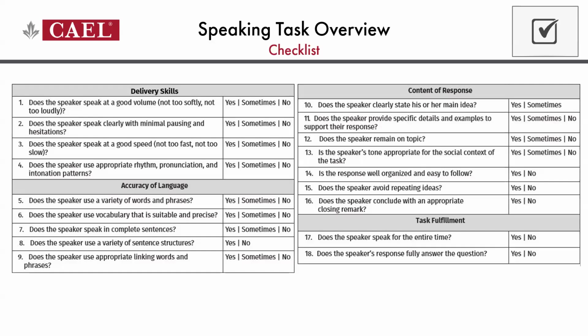And then usually we offer a brief conclusion at the end to summarize or emphasize the point that we were just expressing. And last but not least is task fulfillment. This speaks to how completely you've answered the question. A lot of questions on CAEL, you'll see, have 2 parts to them. So it's really important to address all parts of the test instructions to get the full marks.